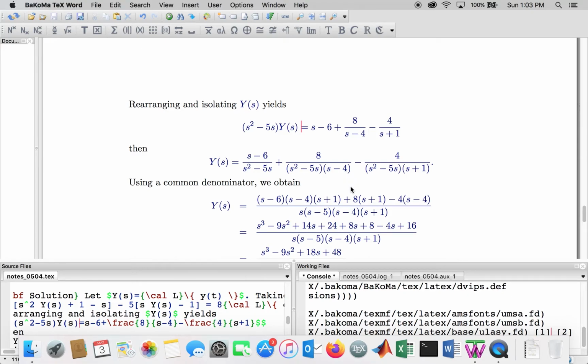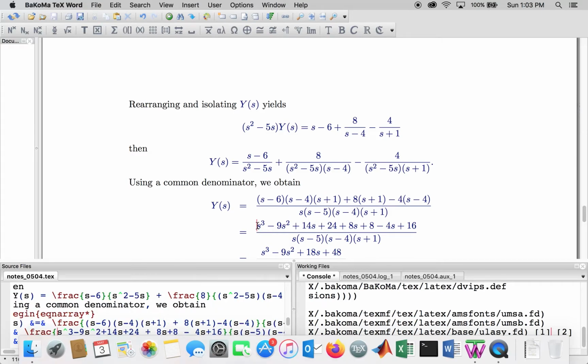And then plus 8 times s plus 1, because that does not occur in the denominator here, and then minus 4 times s minus 4, because that does not occur in the denominator here. And then, just from multiplying all this out, these terms come from multiplying out the first three factors here. Then I've multiplied out the 8s plus 8, and then minus 4s plus 16.